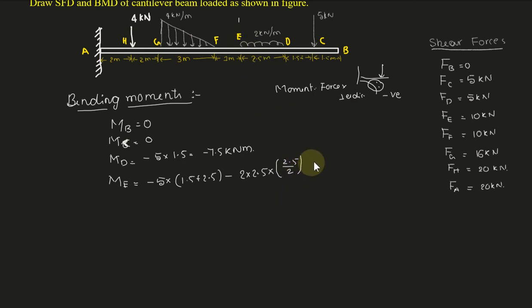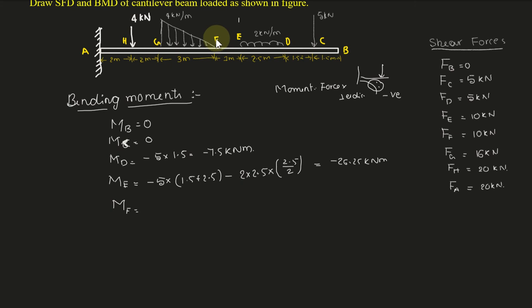So we will get minus 26.25 kilonewton meter. Upon calculation we will get it near to that. Please check whether the calculations are right or not. The procedure is perfectly right.